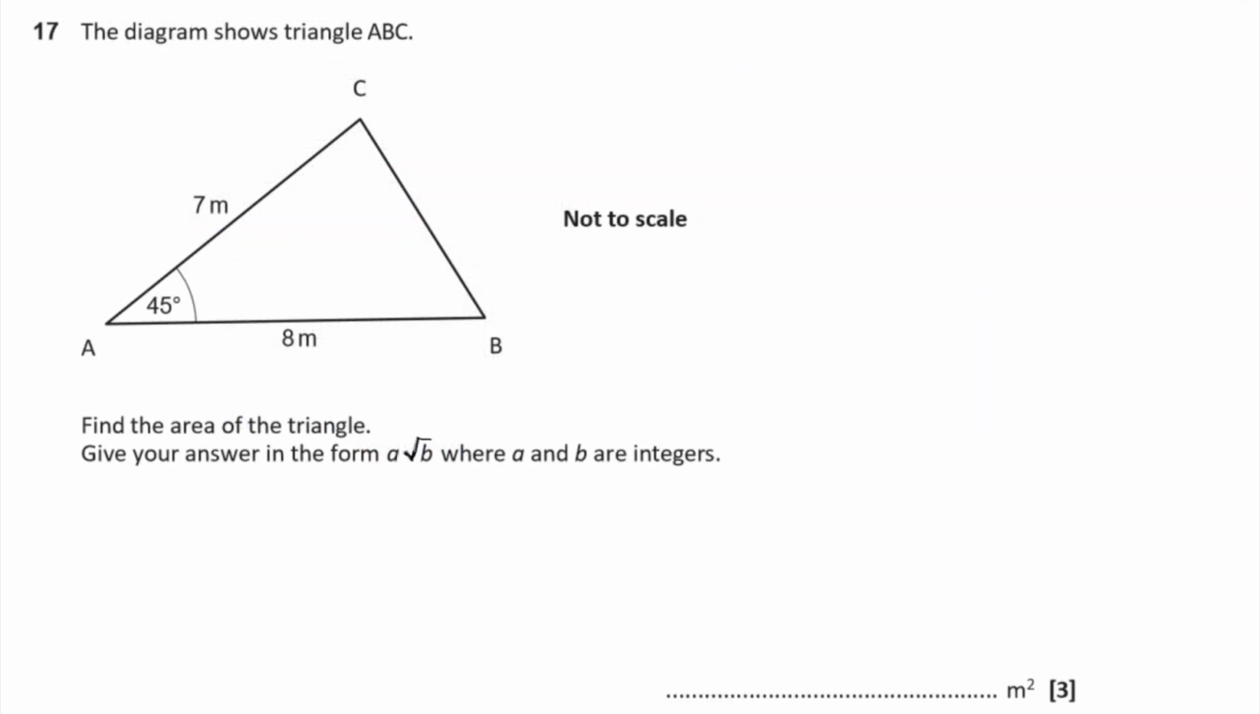Question 17. The diagram shows the triangle ABC. Find the area of the triangle. Give your answer in the form A root B, where A and B are integers.